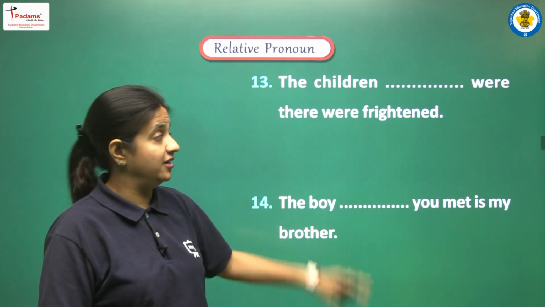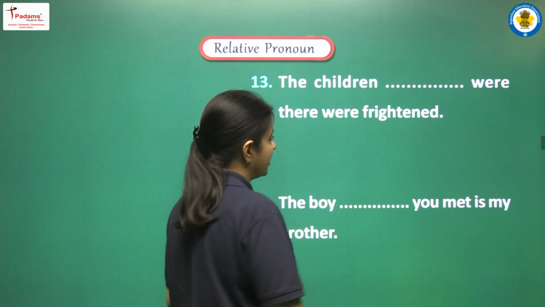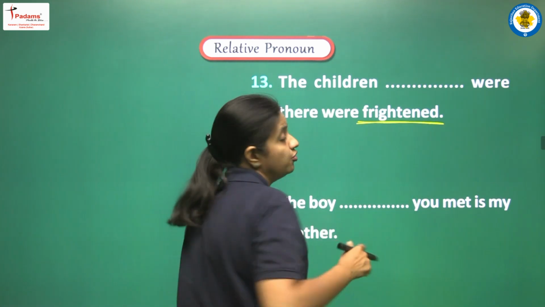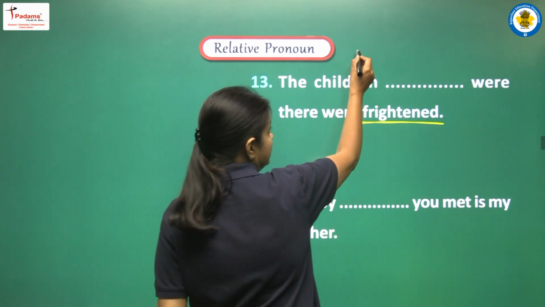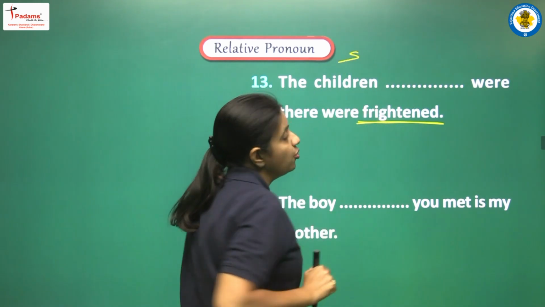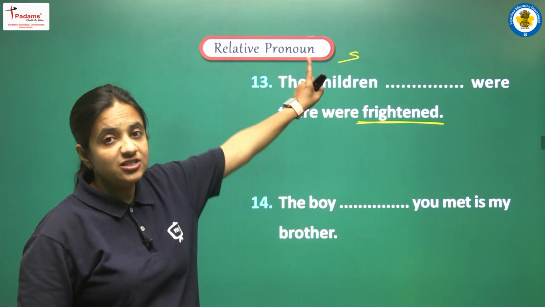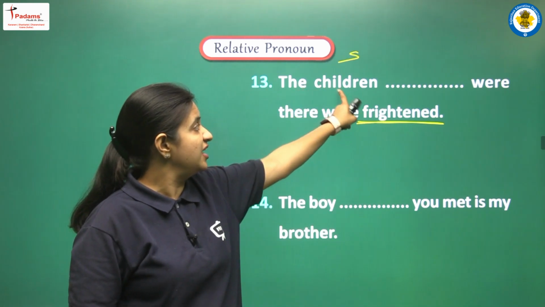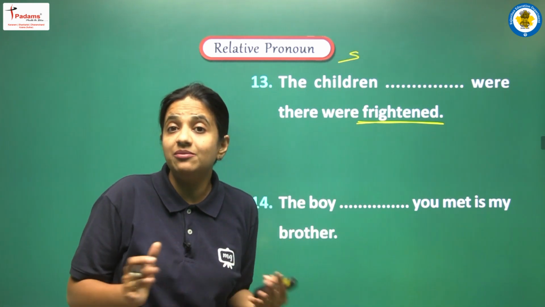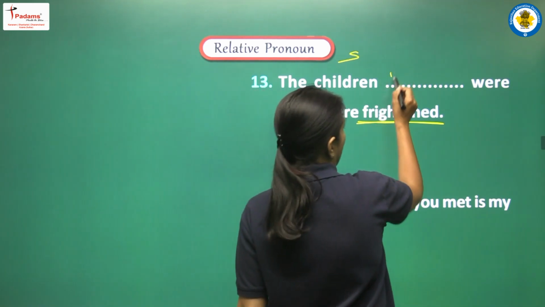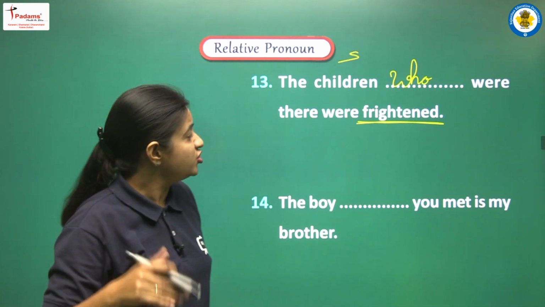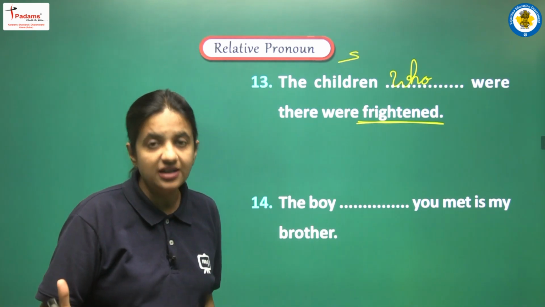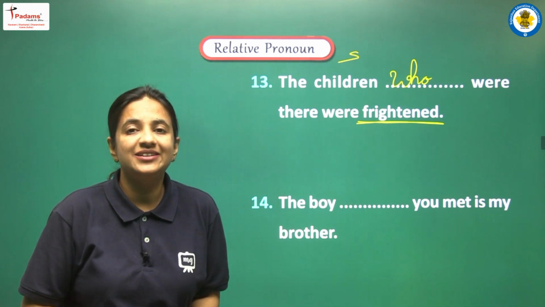Next sentence, the children were there were frightened. Okay, so here what is the action? The action is to frighten. Who were frightened? Children were frightened. So children is the subject. So now we want one relative pronoun that is used for subject when the subject that is given to us is human being. So now yes, we all know our answer will be who, and the sentence will be: the children who were there were frightened.